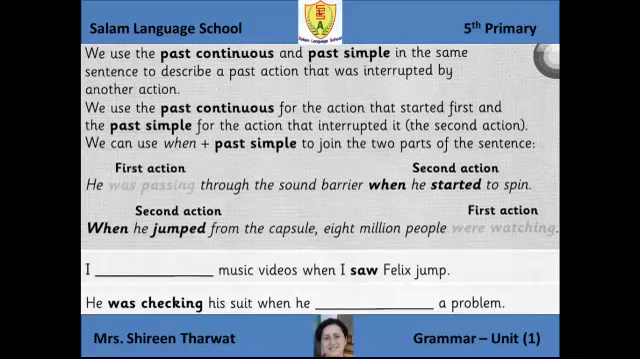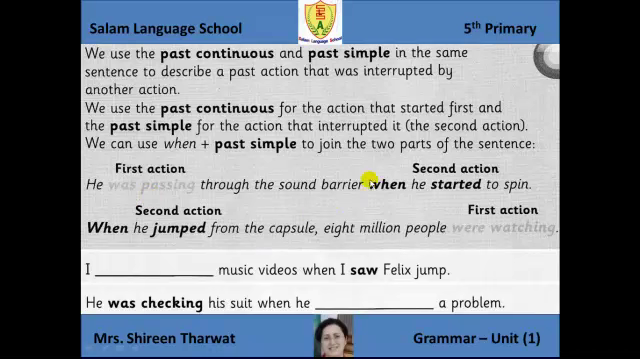He was passing through the sound barrier. هو كان بيعدي من حاجز الصوت. احنا هنا بنتكلم عن رائد فضاء. When he started to spin, لما ابتدى يلف حوالين نفسه. الحدث الأولاني هنا first action إن هو كان بيحاول يعبر من خلال حاجز الصوت. والحدث التاني اللي حصل مقاطعة منه، الحدث التاني هو الجملة التانية he started to spin.